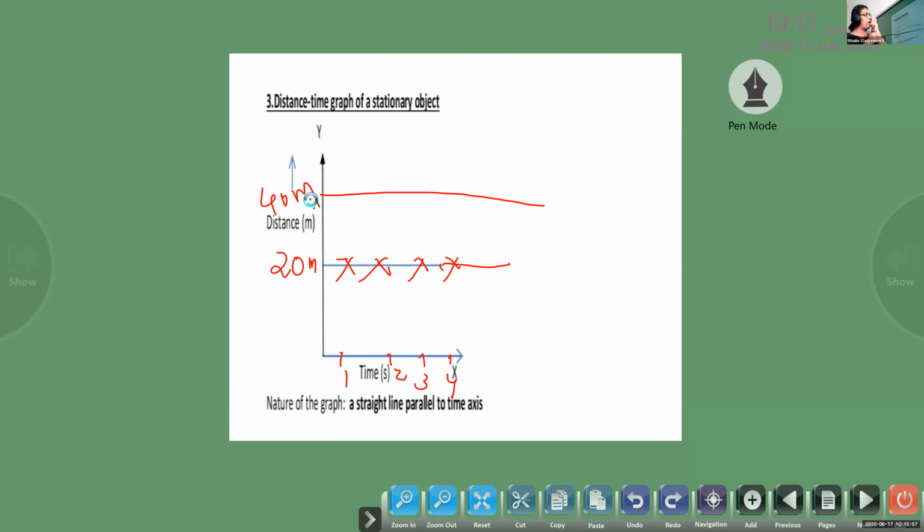Between Ashtamichira and Mala, it is around 5 kilometers. The school bus came from Ashtamichira and reached Mala, and in our school compound it stopped there up to 4 o'clock. So in that case, the graph will be like this. Did you understand the distance-time graph of a stationary object? Stationary means it does not move.